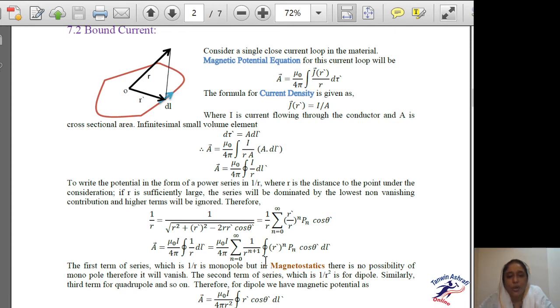For the dipole, we have the magnetic potential A equal to mu naught I divided by 4 pi R square, integration over closed loop, R prime, since n equal to 1, R prime cos theta prime dl prime. Now think about this R prime cos theta prime term, that is the integration term, which is equal to R prime times 1 cos theta prime. 1 cos theta prime is R cap, that is the position vector of this point with respect to origin O.